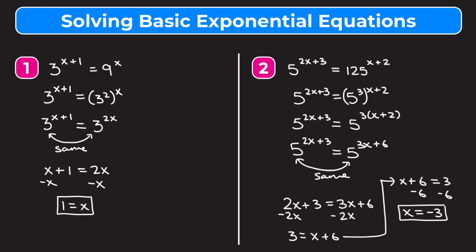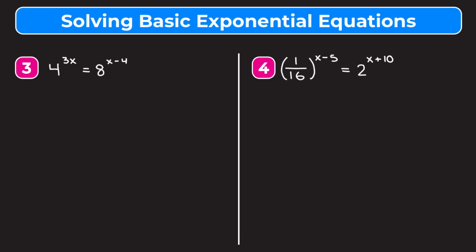Let's go through some more challenging examples. So if we take a look at example 3, we have 4 to the 3x is equal to 8 to the x minus 4. And you may notice that we can't write 4 as some power of 8, and we can't write 8 as some power of 4. So what we need to think is, can we rewrite them both as some power of the same number? So we can write 4 as 2 to the second, and we can rewrite 8 as 2 to the third. So now both sides of our equation will have the same base.